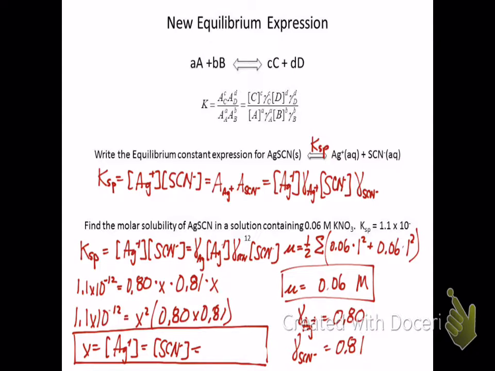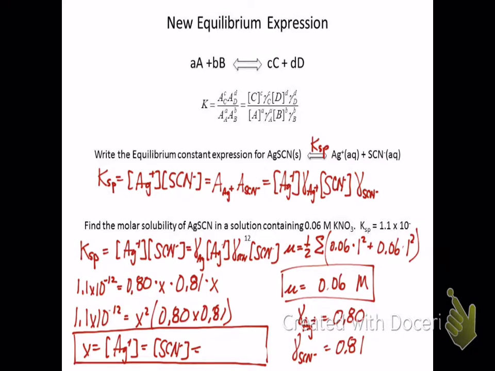We can solve for mu. You see I do that here, where mu is equal to 1/2 times the sum of 0.06 times 1 squared plus 0.06 times 1 squared. So mu equals 0.06 molar. You can also see that we can then use that to find our values for our activity coefficients from the table, and then extrapolate if needed between the points, and we get gamma of Ag plus is equal to 0.80, gamma for our thiocyanate is equal to 0.81.